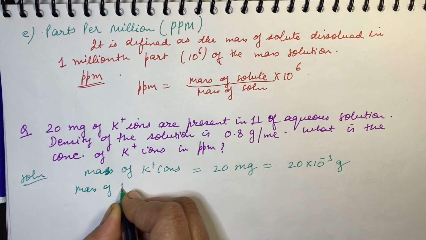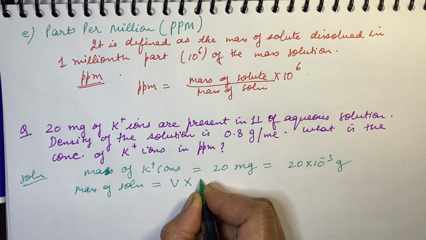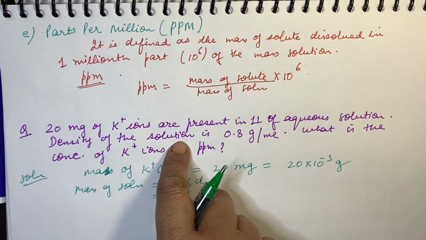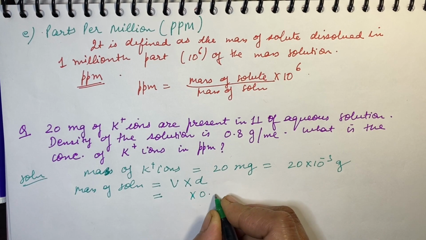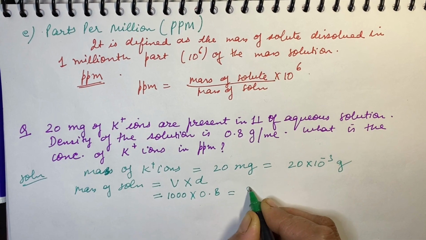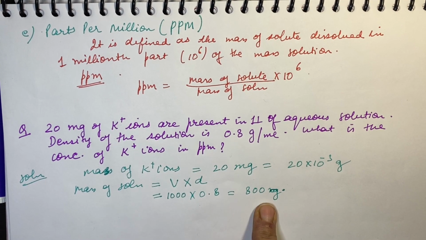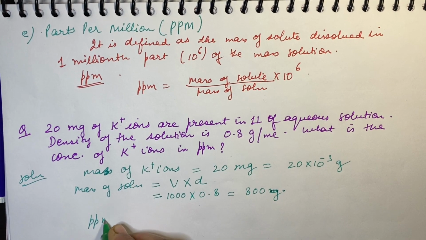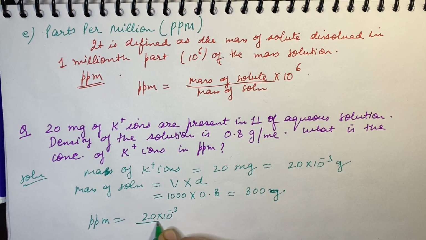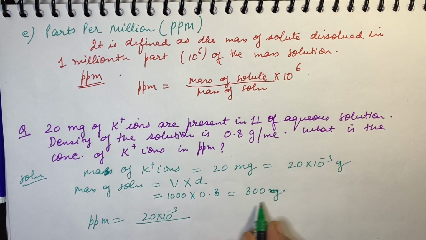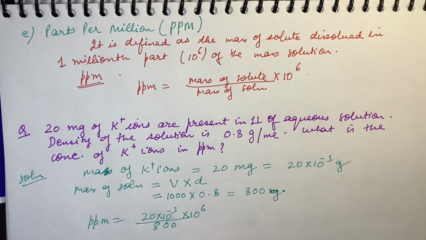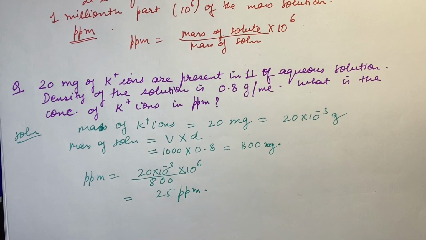Now, mass of solution will be equal to volume into density. Why are we multiplying it? Because the density of the solution is given to you. So, density is 0.8, and the volume is 1000. When we multiply, you will get 800. 800 grams is the mass of the solution. So, ppm is equal to mass of solute, which is 20 into 10 to the power minus 3, divided by mass of solution 800, multiplied by 10 to the power 6. Solve it, you will get 25 parts per million.